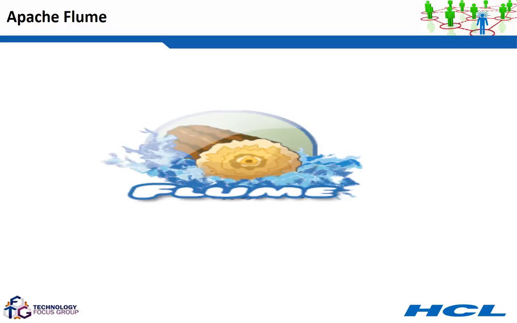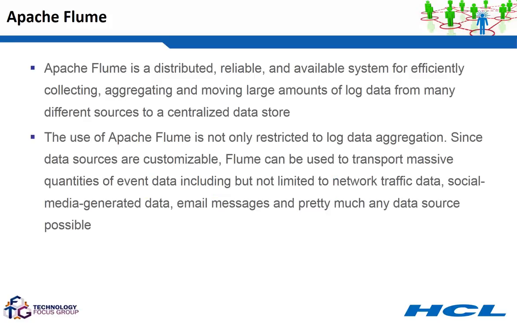Okay, so now we will go and discuss Apache Flume. Apache Flume is a distributed, reliable, and available system for efficiently collecting, aggregating, and moving large amounts of log data from many different sources to a centralized data store. So you have huge log data.